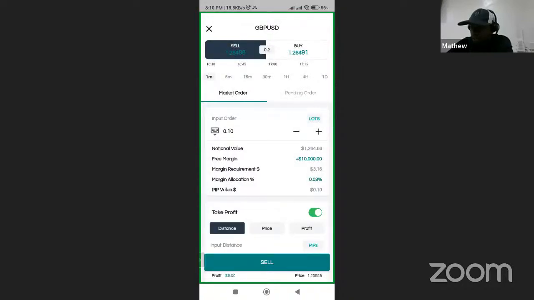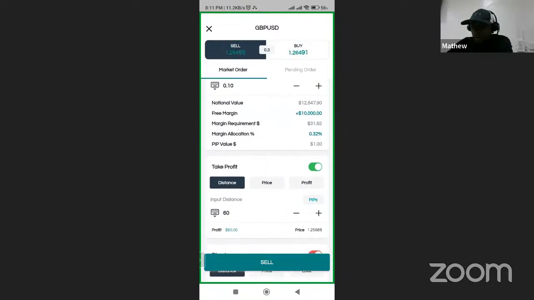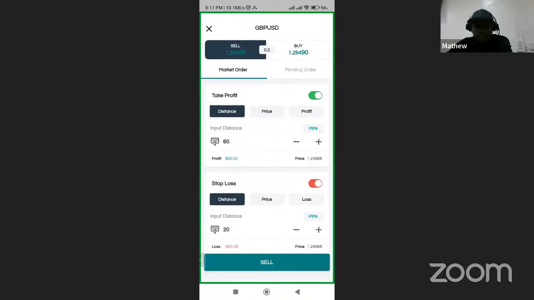Then where you have the margin requirement, we can clearly see that has shifted to $31. That means you must have $31 to take and maintain that position, right? And then the pip value changes. Every one pip movement will give you $1. Once again, if we go to our numbers, the take profit target has changed from $6 to $60, and the stop loss has also changed from 2 pips to 20 pips loss.